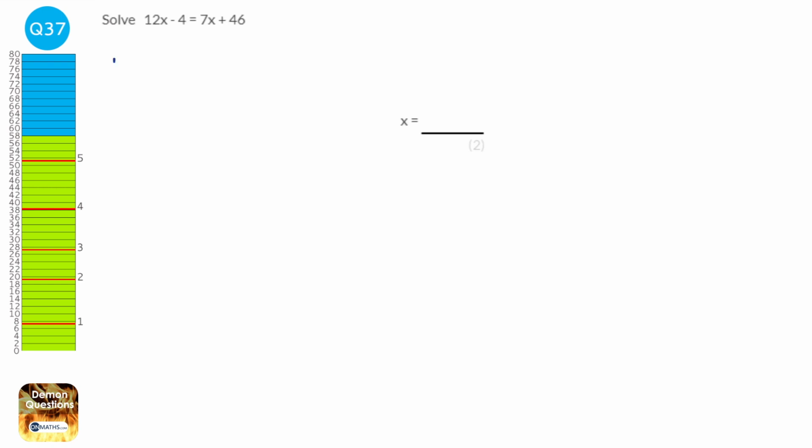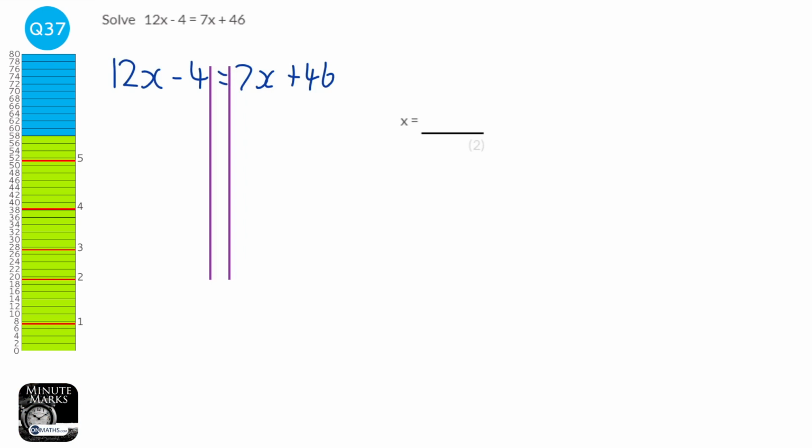So I'm going to write out the equation again just to give us a bit more space. And the rule we have here is if we have an x on both sides, which we do in here, we pick the smallest one to get rid of. So we've got a 12x and a 7x, and so the smaller x would be the 7x. So we're going to get rid of that first. So we've got our lines in, and we're going to take away 7x both sides.